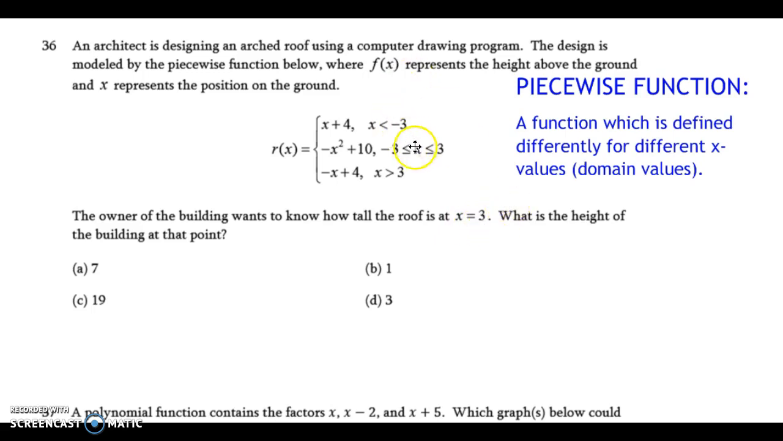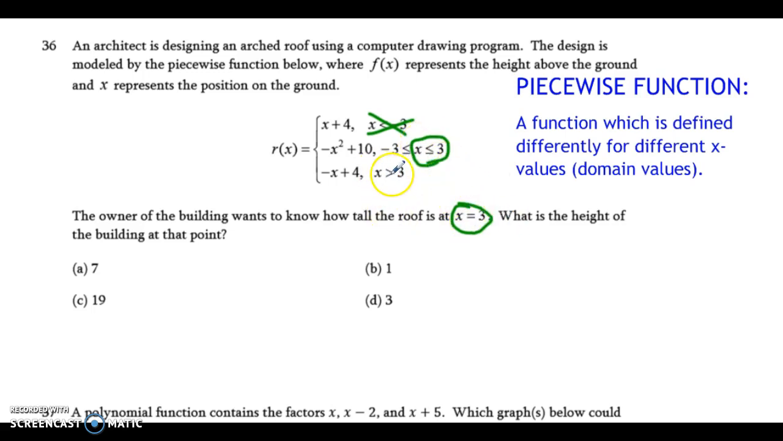Well, we need to look at all of these restricted domains, all of these conditions, and see which one fits x is equal to 3. When you look at x is equal to 3, I know that this says x is less than negative 3. That's not going to work because my x value is 3. This says x is in between negative 3 and 3, and it says x can be equal to 3. There we go. We know that our x value fits that criteria.